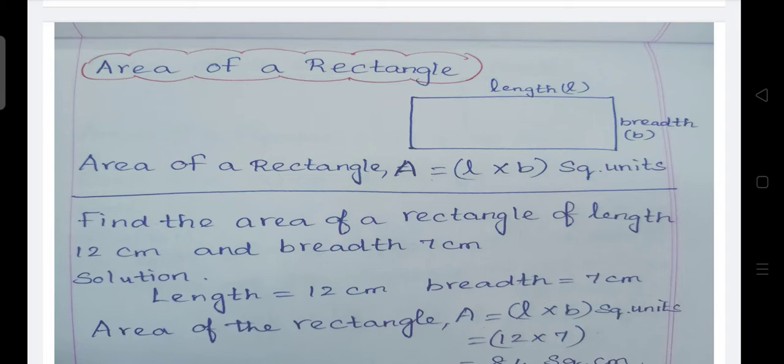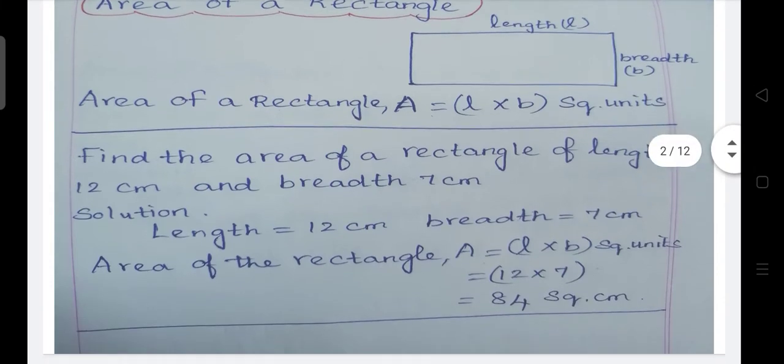Find the area of the rectangle of length 12 cm and breadth 7 cm. So substitute this length and breadth in the formula. Area of the rectangle A is equal to L into B, that is 12 into 7, 84 square units. Don't forget to write the units, that is square centimeter. Okay, you can write centimeter square also, both are same.